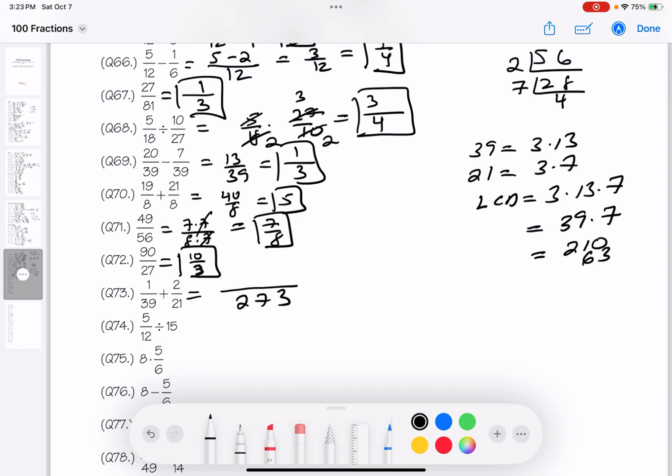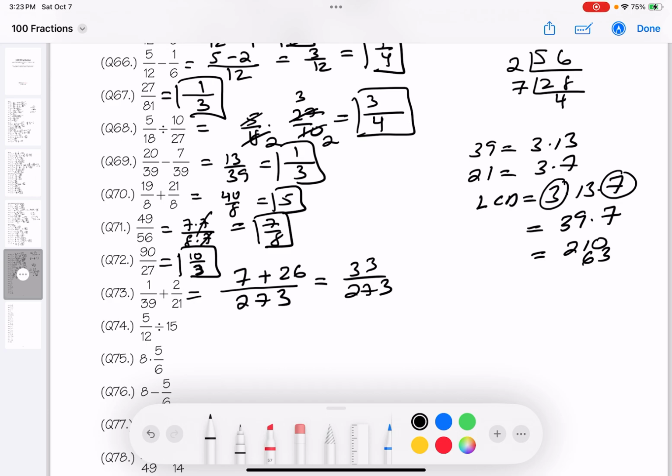All right? Now, what times 39 would give you that number? It's going to be 7. So 7 times 1 is 7. Now, I want to point out what times 21, this is 21, by the way, would give you that number. It's 13. And what's 13 times 2? It's 26. 7 and 26 is going to be 33 over 273.